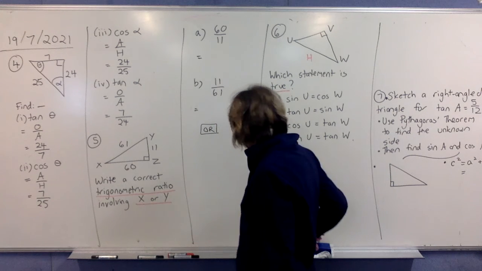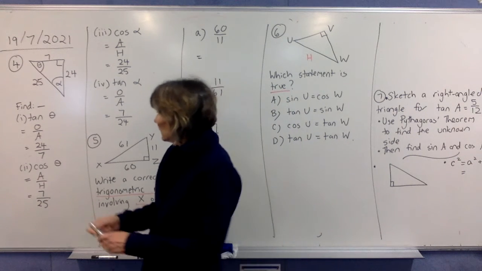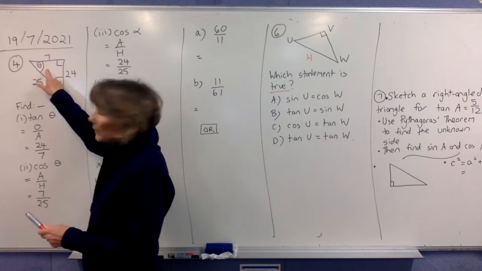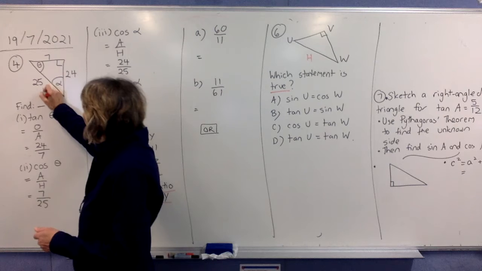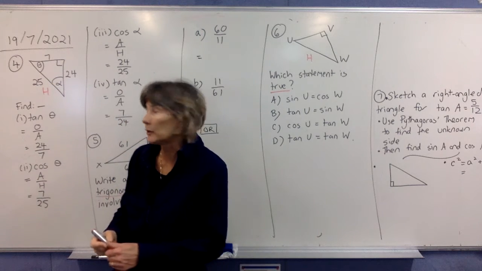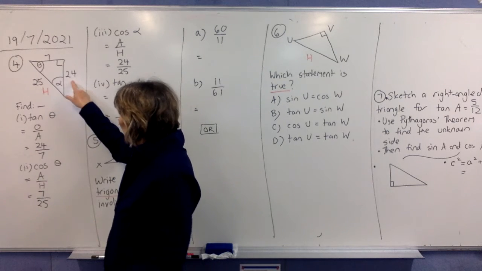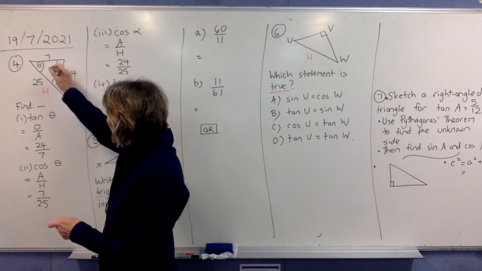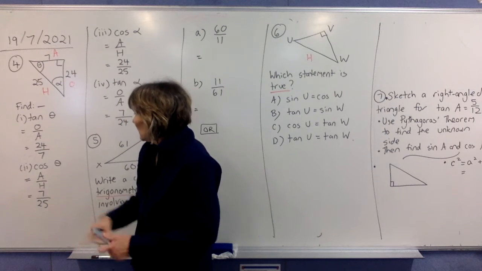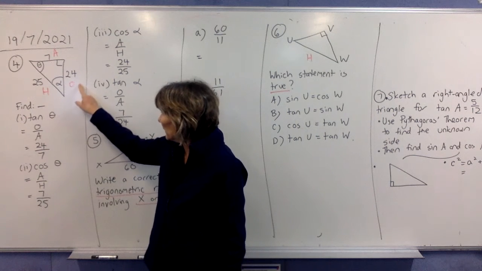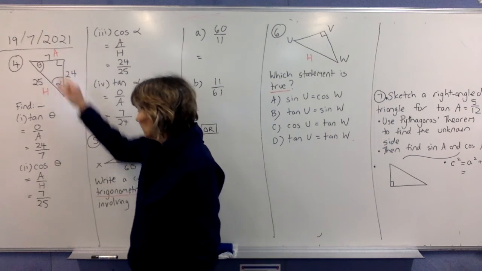So when you're looking at tan, it's opposite over adjacent. So let's just have a look at where the theta is here. We know that this is our hypotenuse, that's always going to be the hypotenuse. But for theta, this is your opposite side, and this is your other side, so that's your adjacent. So opposite over adjacent will be 24 over 7.